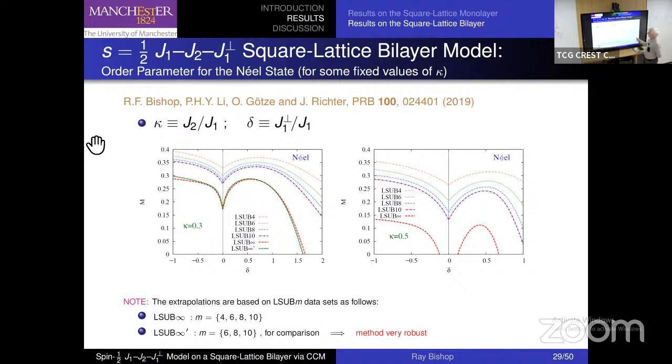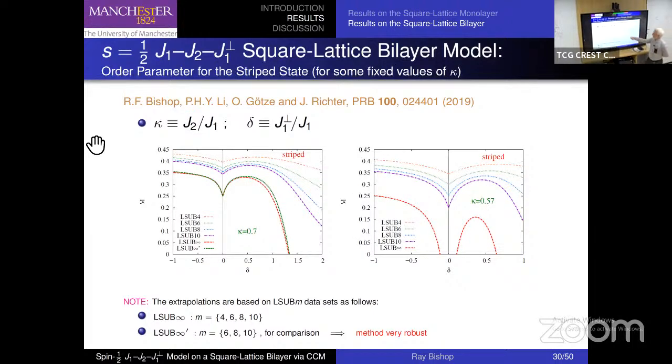Now you get an even more interesting behavior. You get this gap, and you expect that because I showed you that kappa of 0.5 already has some intermediate states, this intermediate paramagnet. I can do exactly the same thing starting from the striped state. Here I'm choosing two bigger values of kappa because that's where you expect the striped state to come into its own. And you get a similar sort of behavior.